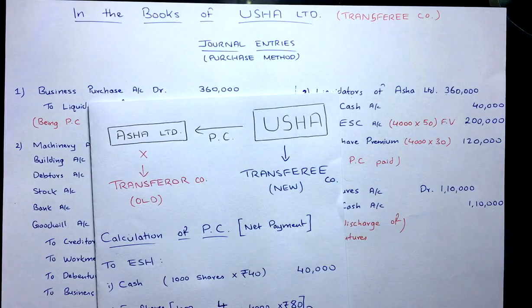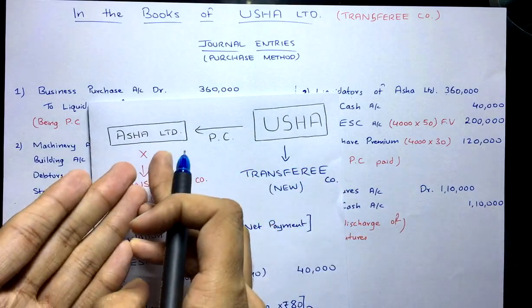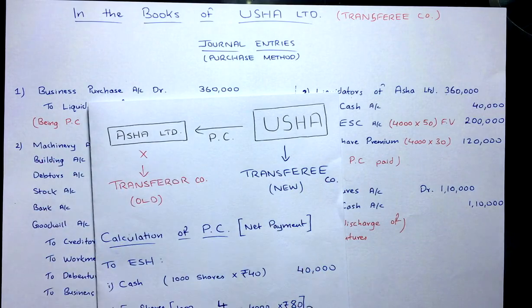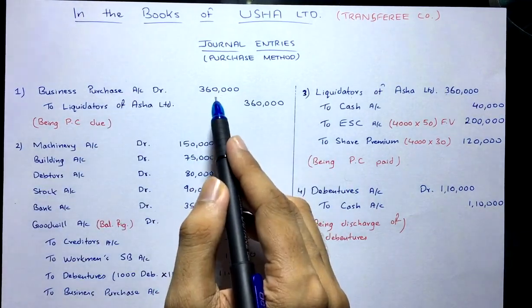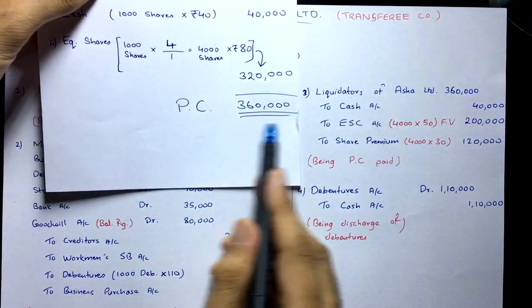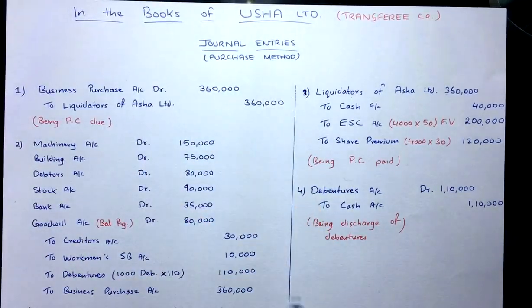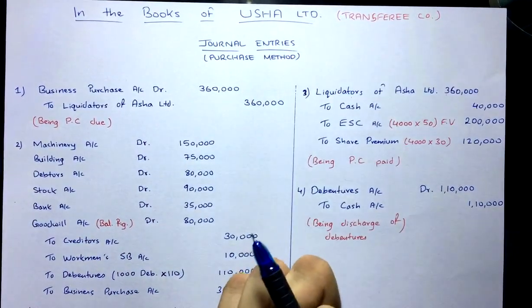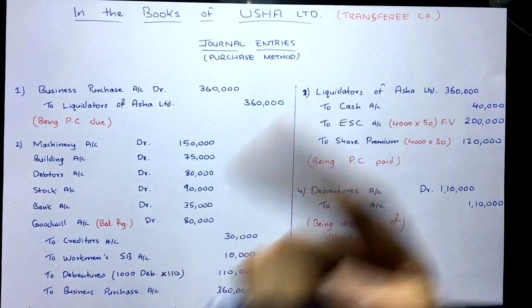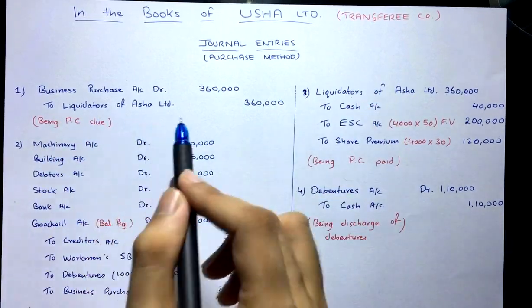So now what is happening? Your company Usha has purchased this business, this Asha Limited. Your company has purchased Asha Limited for 3,60,000. That is the purchase consideration. At this amount they have purchased this company. So the entry would be very simple. Business purchase account debit. We are purchasing the business and we have to pay to liquidators of Asha Limited.